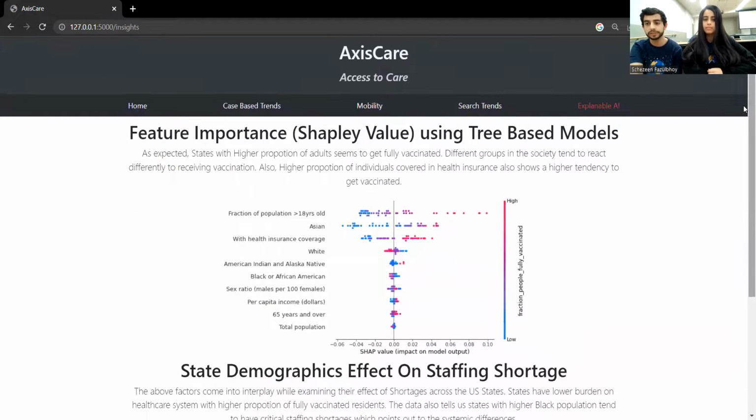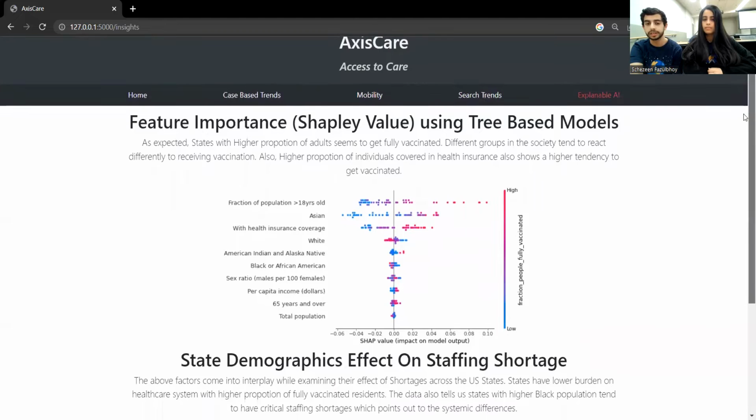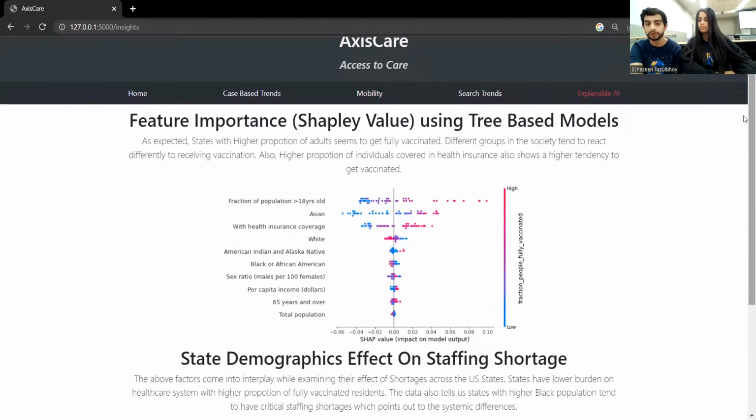We also tried to understand how the critical staffing shortages are affected by different state demographics and, let's say, the race of the people and their political and cultural beliefs.